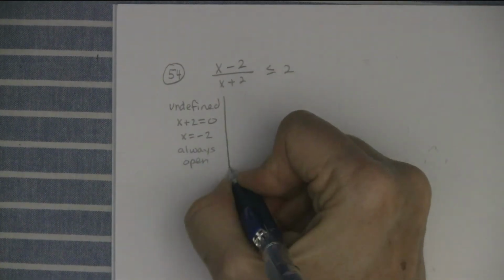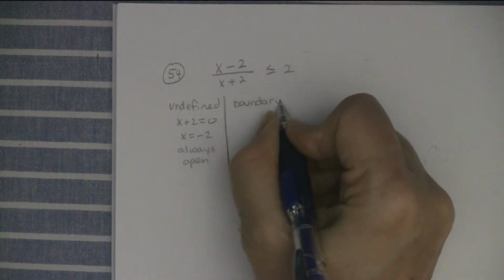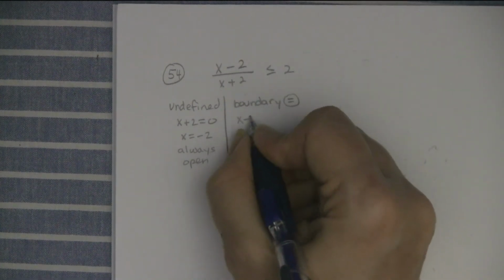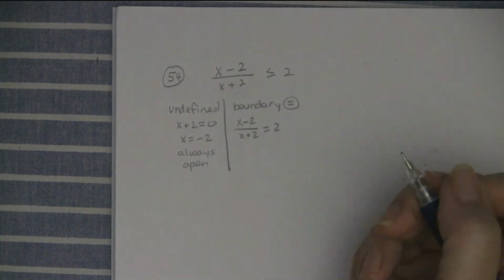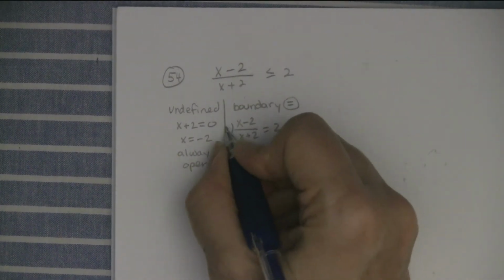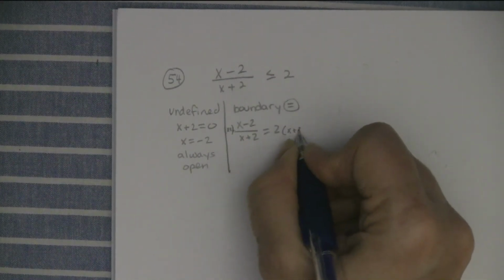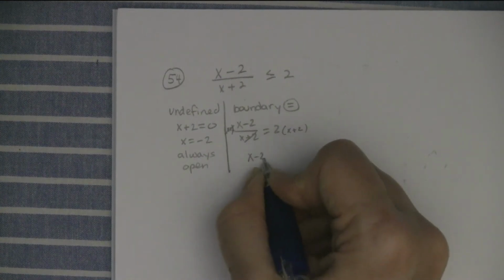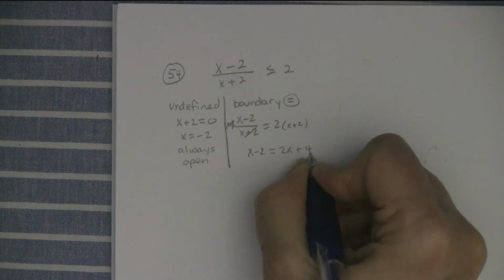Then you look at the boundary. And the boundary, it happens at equals. So just turn that into an equals. x minus 2 over x plus 2 equals 2. So I'm going to multiply by x plus 2 both sides to clear that fraction. x plus 2 times 2 on this side as well. The x plus 2's cancel. And on this side give x minus 2. And on that side give 2x plus 4.